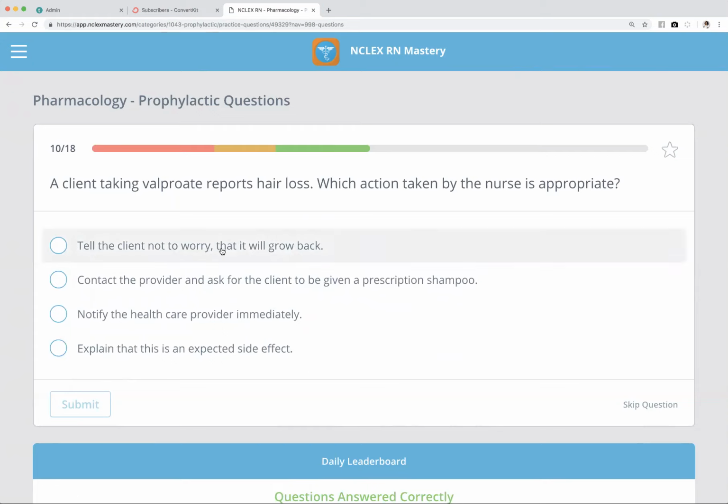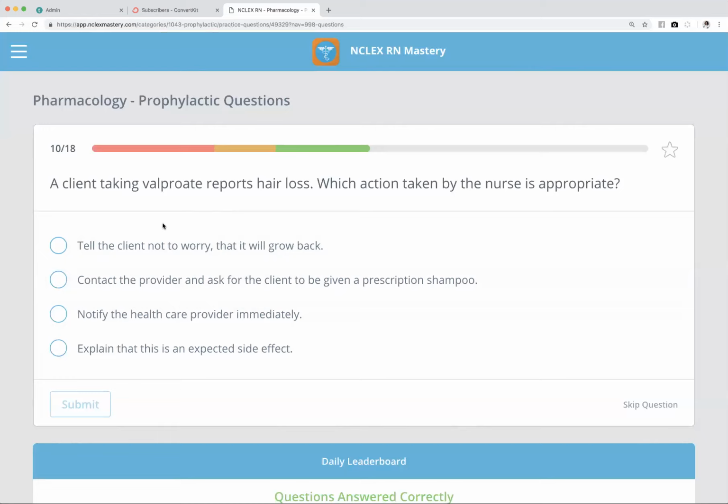Tell the client not to worry that it will grow back. Contact the provider and ask for the client to be given a prescription shampoo. Notify the healthcare provider immediately. Explain that this is an expected side effect. So what you want to do is read all your answer choices first, okay? The topic is valproate. If you do not know the classification, go ahead and look at your answer choices, okay? We know that some of the side effects can be common or adverse, all right? This is how you use your content to eliminate the answer choices.